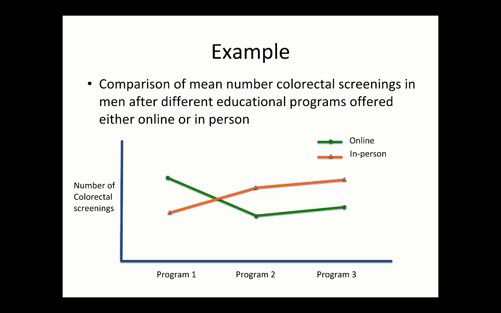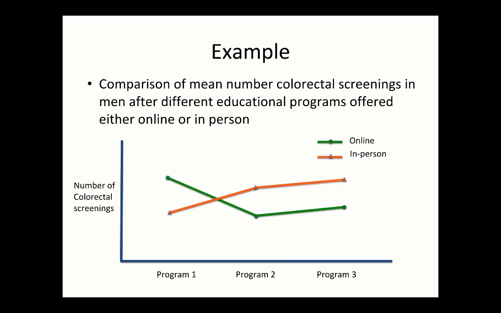In this example, we want to compare the mean number of colorectal screenings in men after different educational programs were provided, either online or in person. There were 3 programs, each different in terms of the content that was provided. Thus, our independent variables are program and class format, while our dependent variable is the number of colorectal screenings. We can use a two-way ANOVA to determine if the program or class format had a main effect, or if there is an interaction between program and class format.